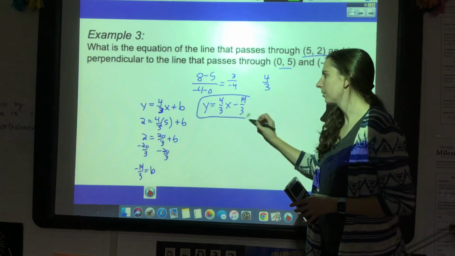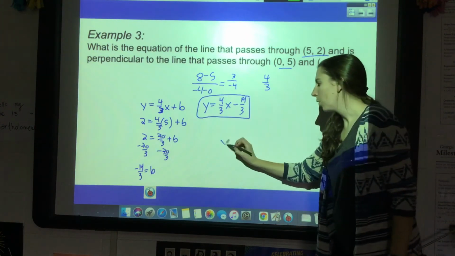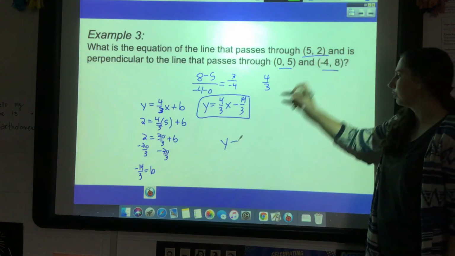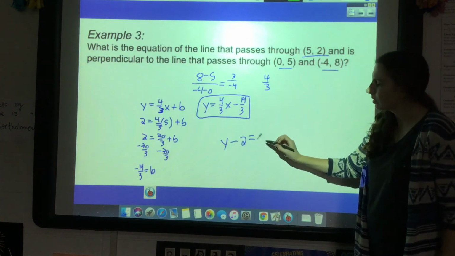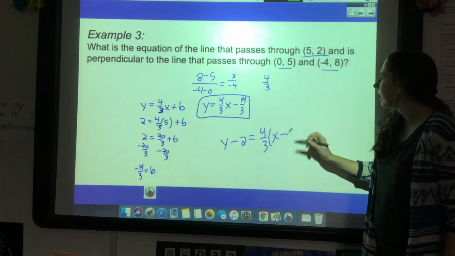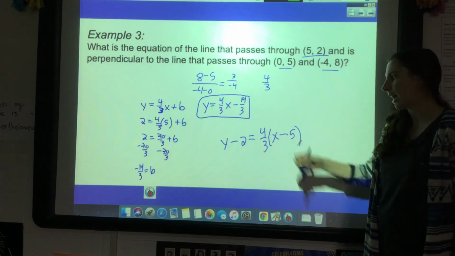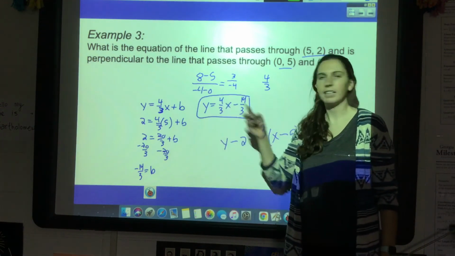That's my equation. Again, if you like point slope formula better, you would just do y minus 2 equals the slope, 4/3, times x minus 5. And when you distribute that, you would get the same thing that we got here.